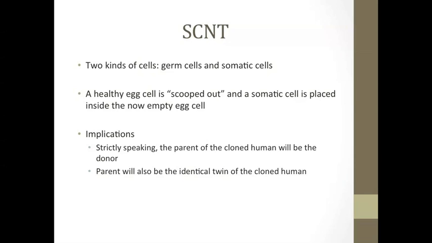More than this, the parent will also be the identical twin of the child, what is called the delayed or asynchronous identical twin. Stranger still, since the donor is considered the parent in some sense, the cloned individual will have a parent as a sibling, and since the genetic parent of the donor is his or her parents, the cloned individual will have grandparents who are his or her genetic parents.